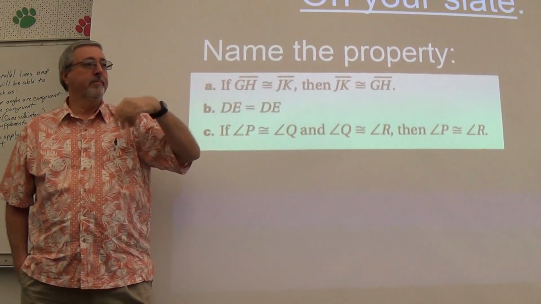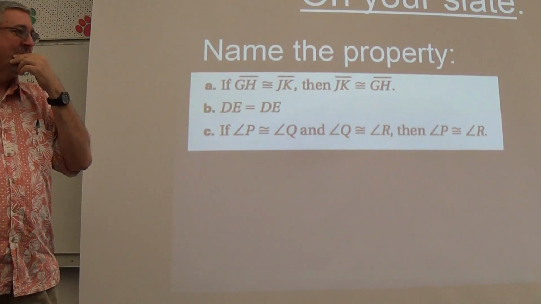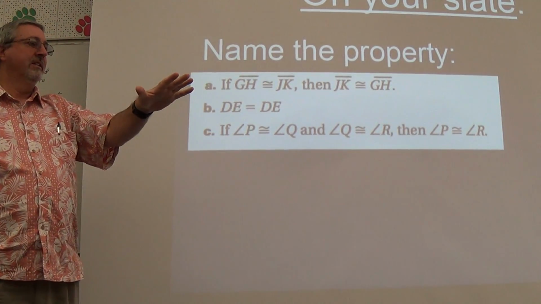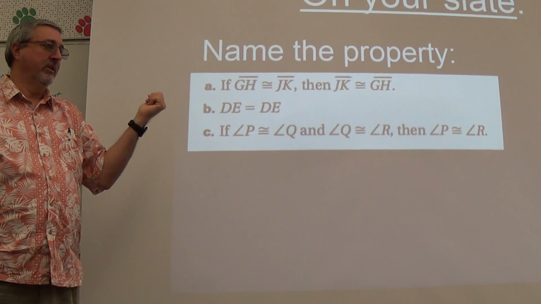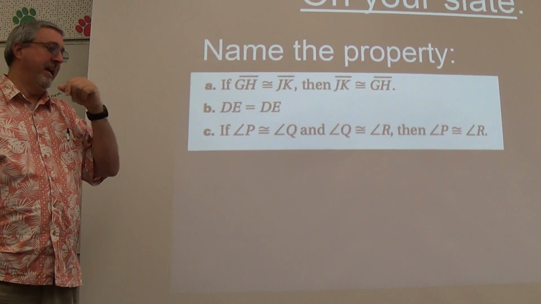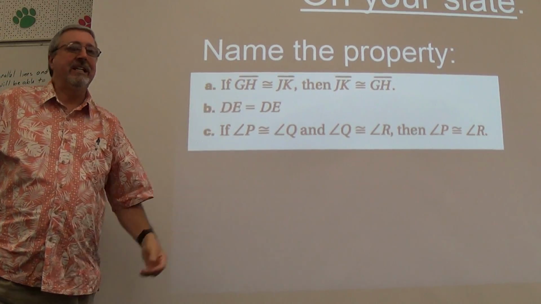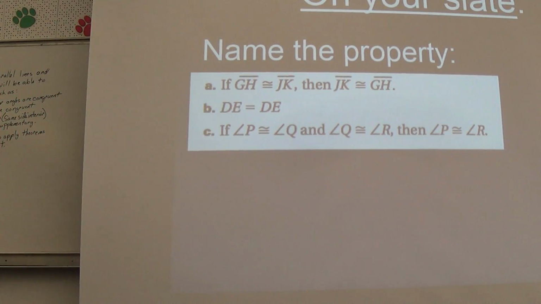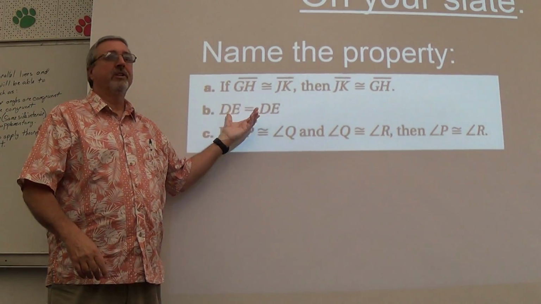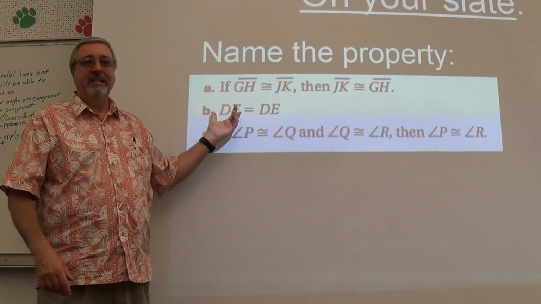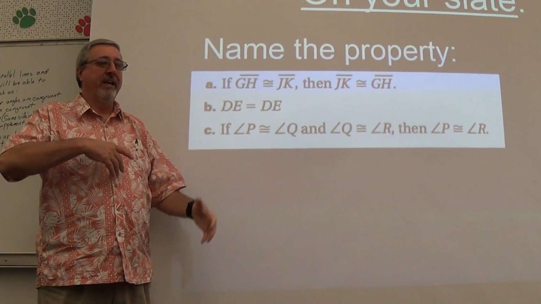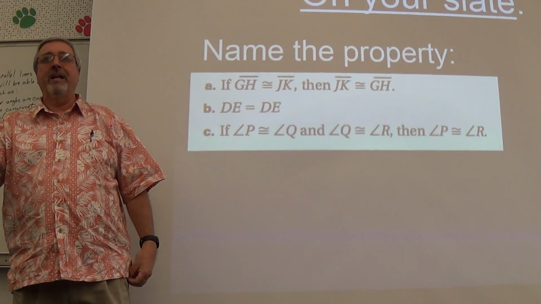Okay. Yes? So on the transitive. We're not to transitive yet. So let's get to the next one, and then we'll talk about the last one, and then you can ask your question about transitive, okay? So the next one says that DE is equal to DE. What would that be? Reflexive. That would be reflexive property, okay? It's congruent to itself. DE is congruent to itself, that's reflexive. We think of that by looking in a mirror, it's reflexive.